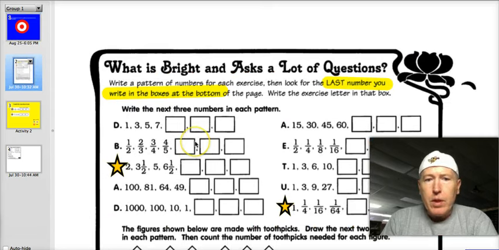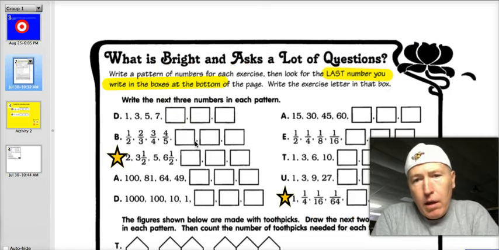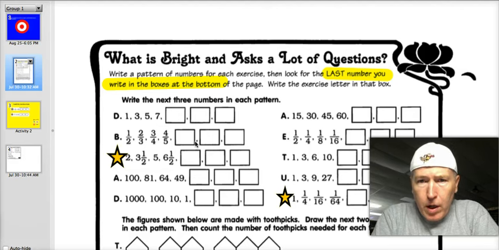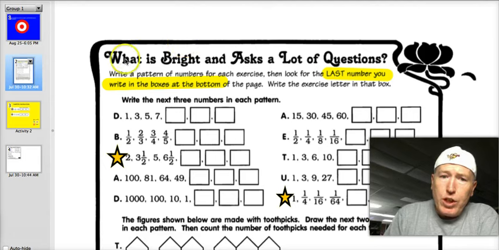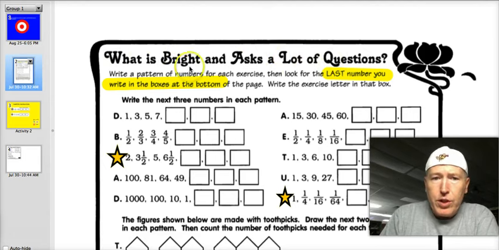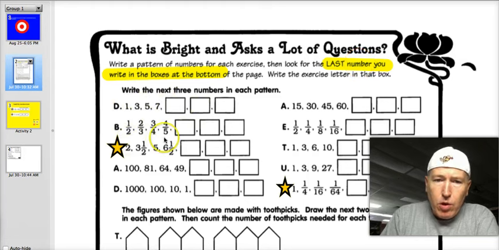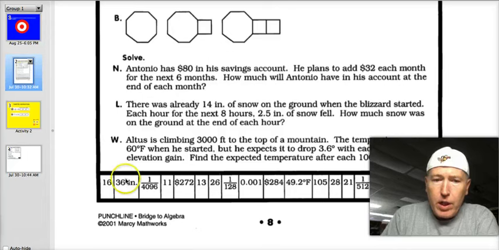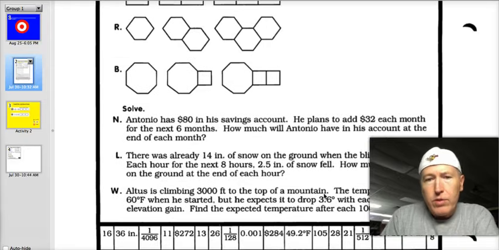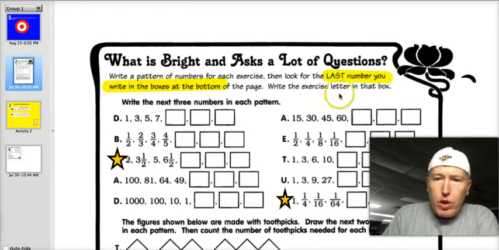All right, you will be completing a worksheet for this activity. Every one of these worksheets will have some trivia question at the top. What is bright and asks a lot of questions? And then as you solve the patterns, if you follow the directions, you will get letters that you can put underneath your answers that will answer those questions. For example, we're going to look for the last number.